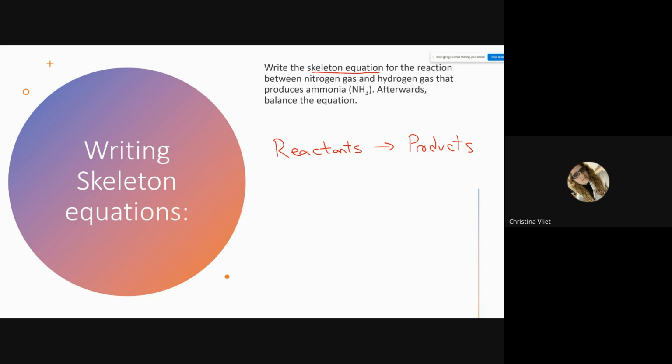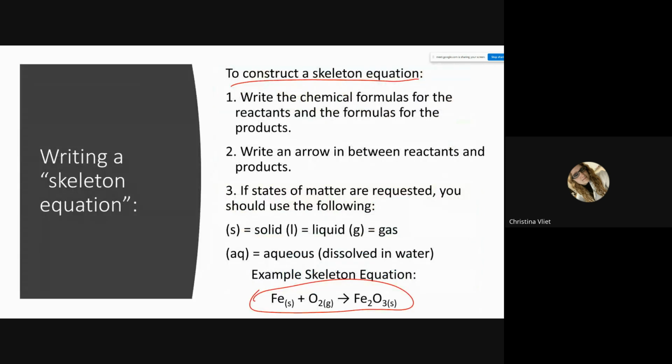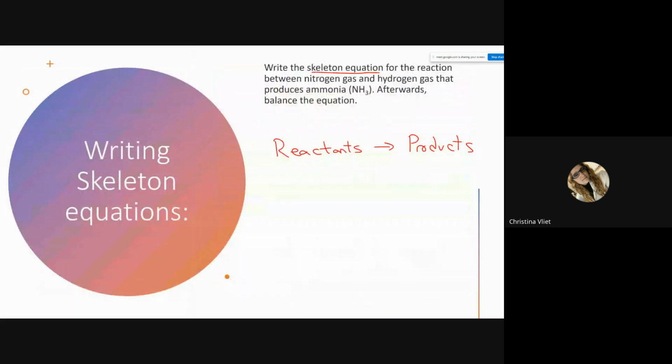So let's see if we can follow this. Step 1. Write the chemical formulas for the reactants and the products. So can you read this to see what your reactants are? What are your reactants here? Nitrogen gas and hydrogen gas.